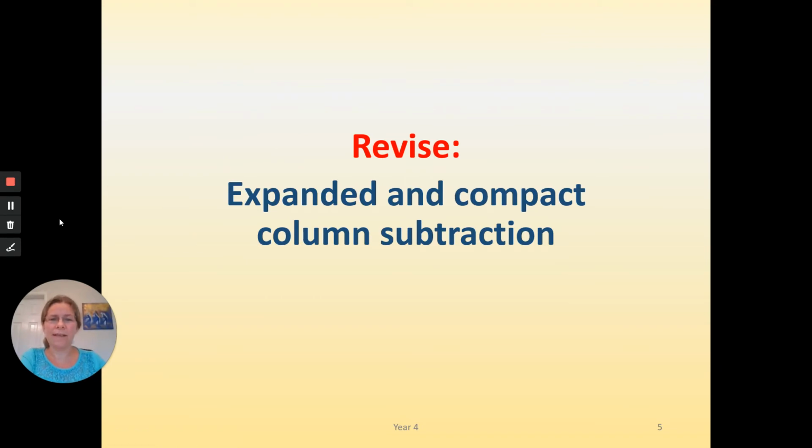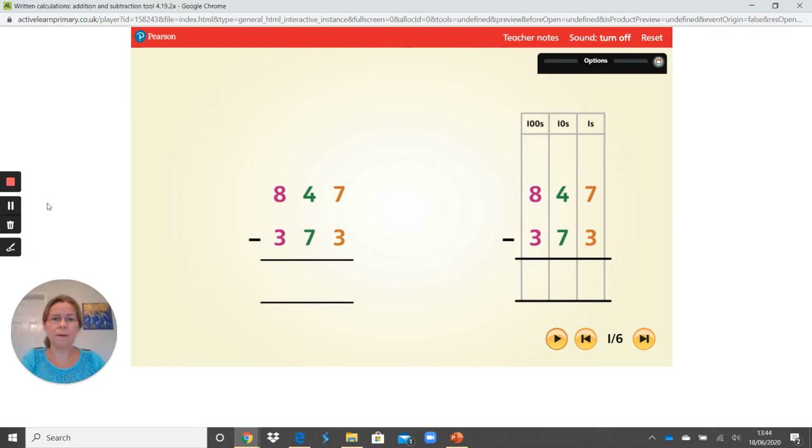Now we're going to revise the expanded and compact column subtraction method. First, we'll look at an example in the hundreds and then we'll look at the thousands. This is 847, take away 373. On the right, you can see the compact column method, and on the left, the expanded method. It's very important that we write these out neatly. The purpose of writing it out neatly is to help us to avoid mistakes.